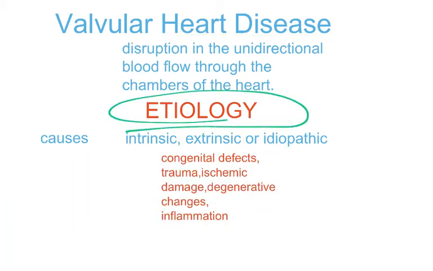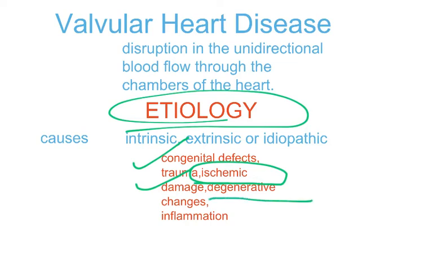The etiology focuses on a different focus, and the etiology for valvular heart disease is multifaceted. So it's congenital. Some children are born with valvular heart disease. It could be a minor thing, or it could be a major thing, and the pediatric patient may need cardiac surgery. It could be caused from trauma. It could be from ischemia, damage to the heart from a heart attack, what we call a myocardial infarction.